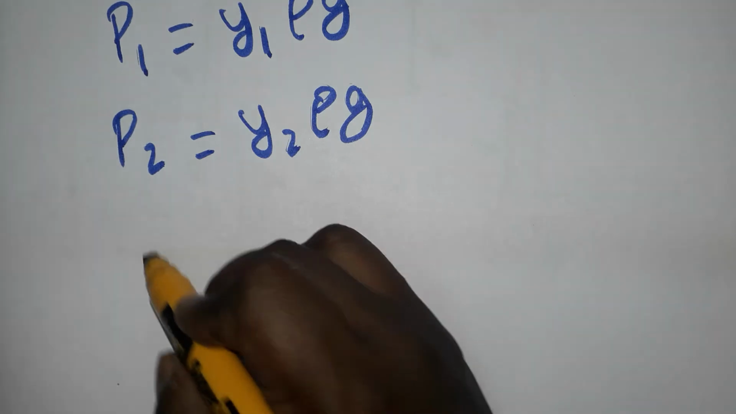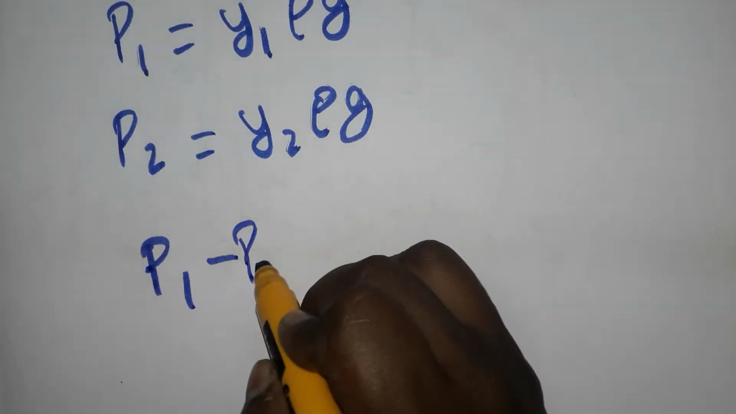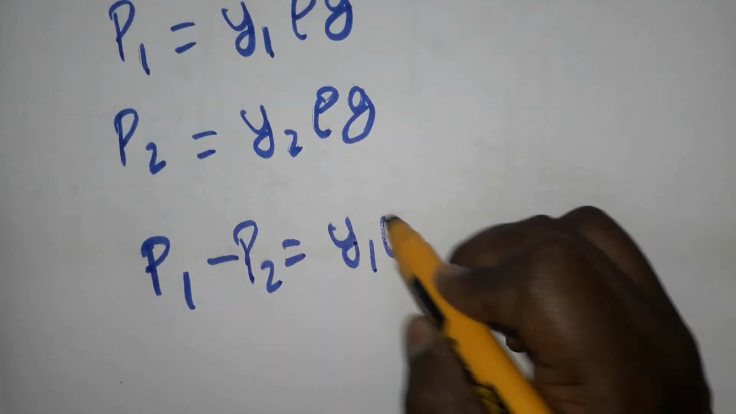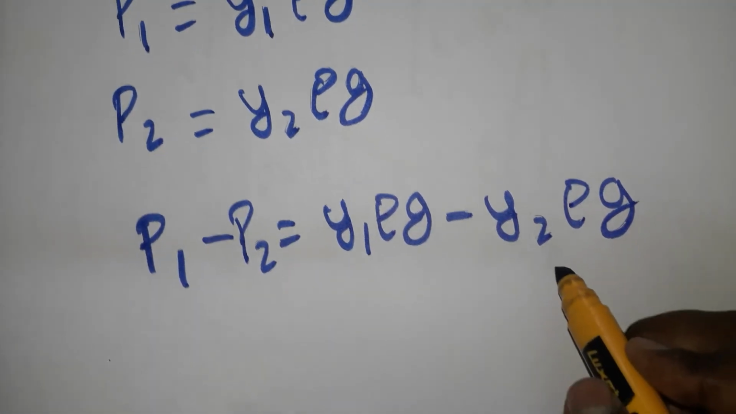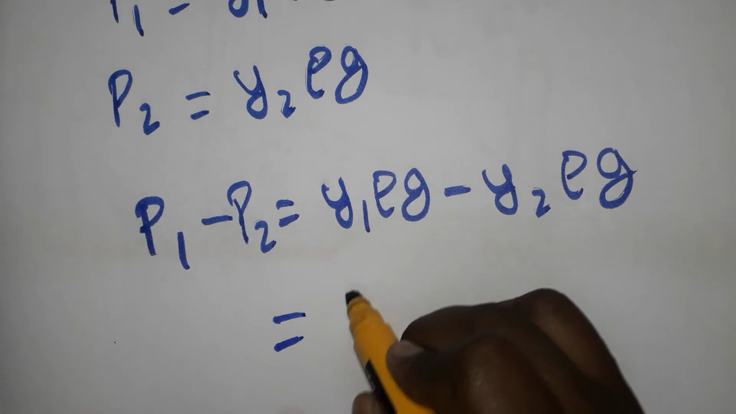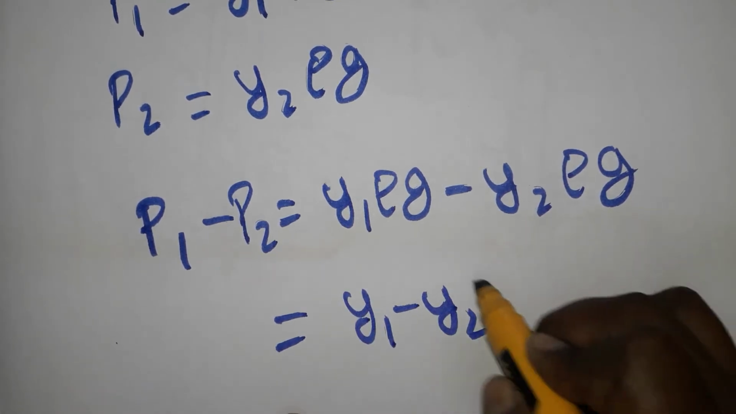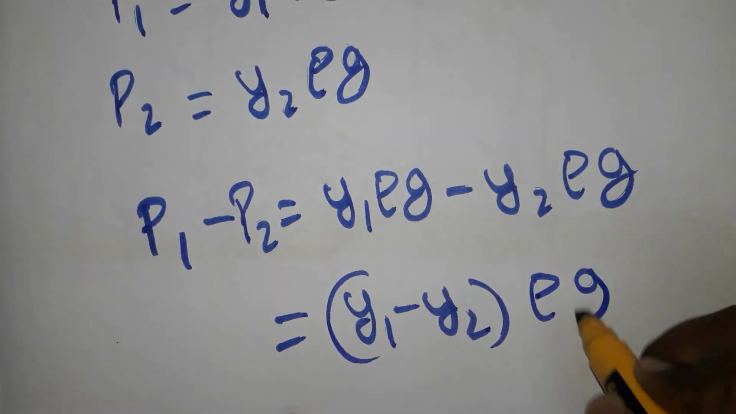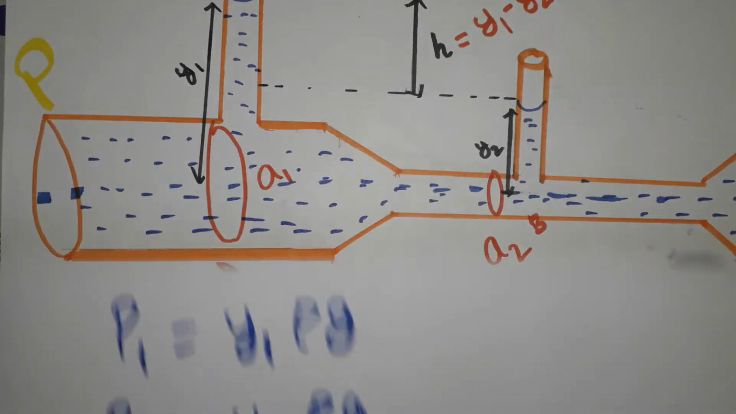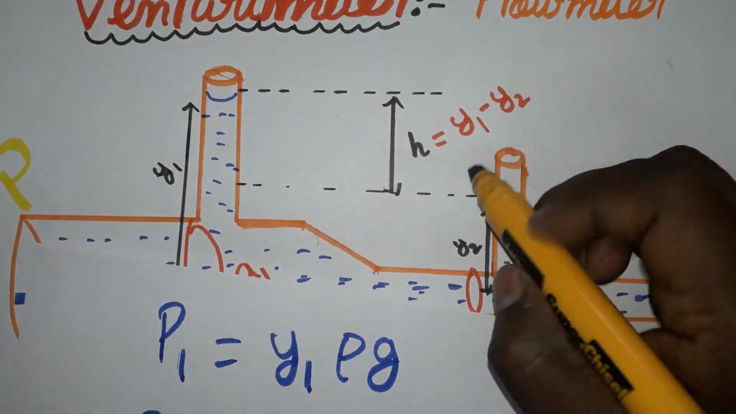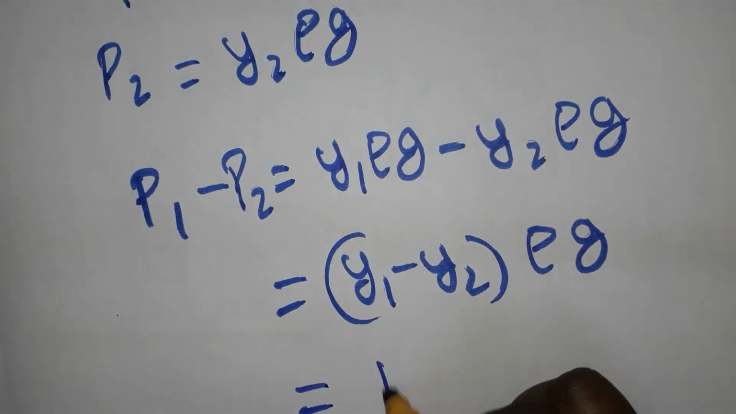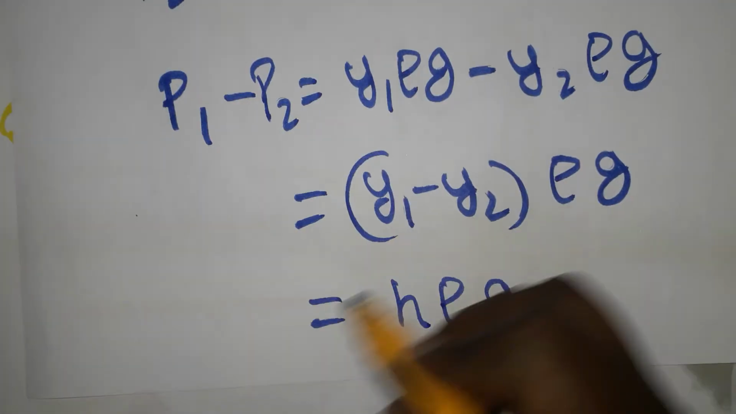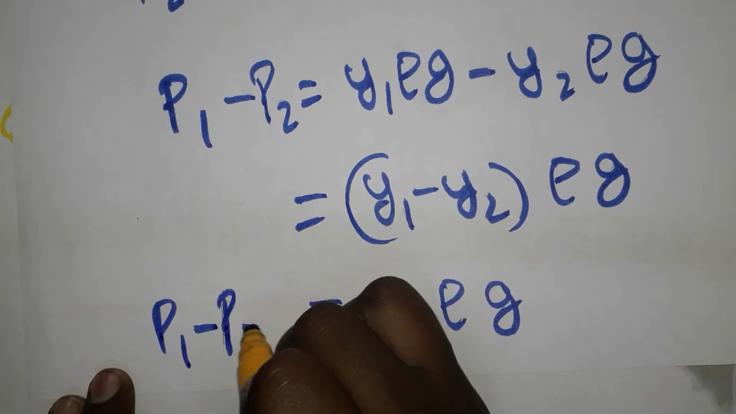Now what is the pressure difference between these two points? P1 minus P2 is equal to y1 rho g minus y2 rho g. Taking rho g common outside, we get (y1 minus y2) into density into gravity. We already know y1 minus y2 is the height difference between the two ends. So taking it as h, h rho g is the pressure difference P1 minus P2.